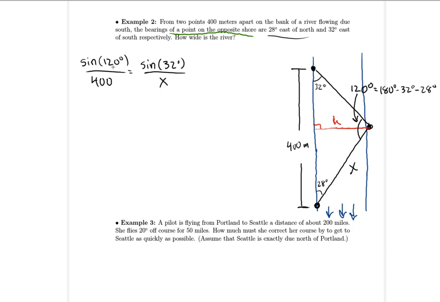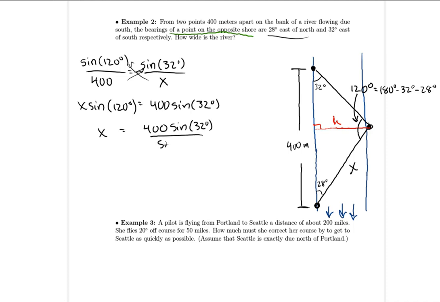All right, so I go ahead and do a little cross multiplication thing. So it's x times the sine of 120 is equal to 400 times the sine of 32 degrees. And then I can divide and get x all by itself. And when I do that, I get about 244.8. Now that's not my answer, right? That's just this hypotenuse.